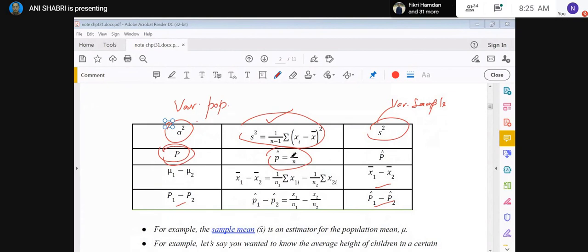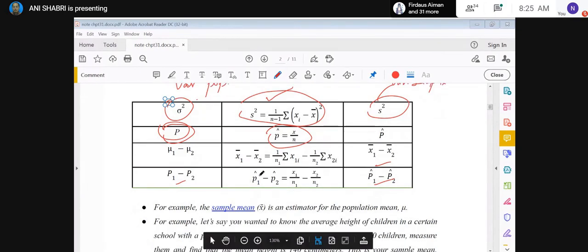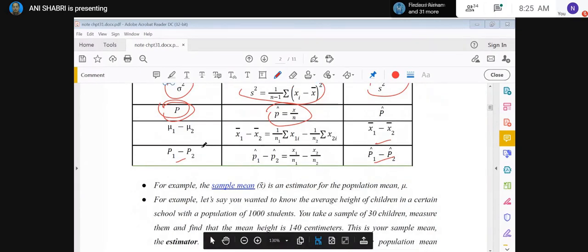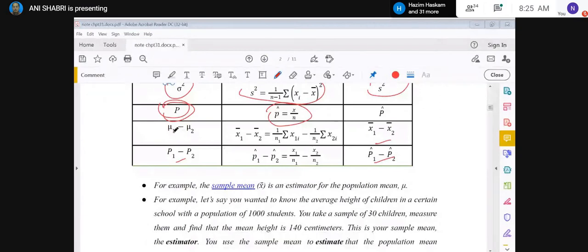Okay, same with this one, proportion. For proportion, we can use the proportion x divided by n. Okay, this is for the difference, mean 1 minus mean 2. It is the same: mean 1 minus mean 2 is equal to x1 bar minus x2 bar. We estimate using the data.